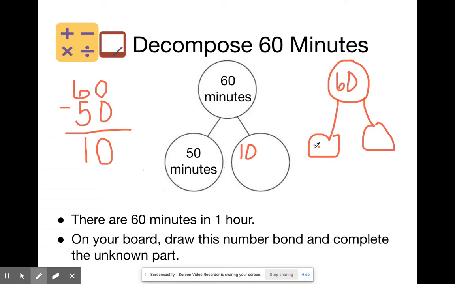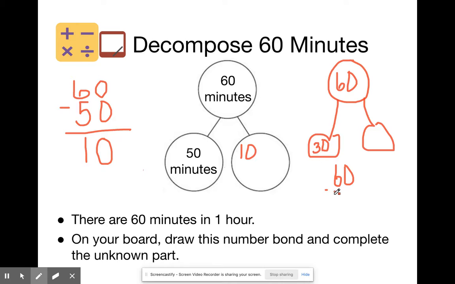In one of the spider legs, I want you to write 30. Go ahead and pause the video till you have that done. Don't move ahead and fill this in just yet. Okay, so just like we did over here, we have that total 60, and we got to find out what's in that second part of the number bond.